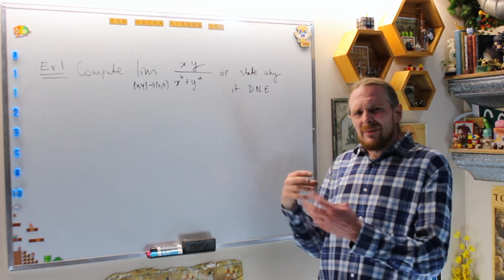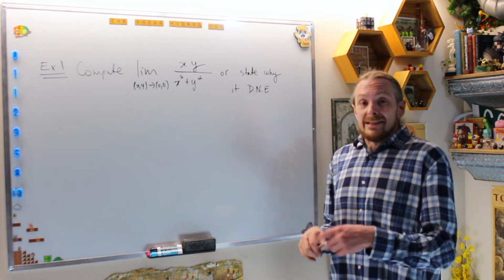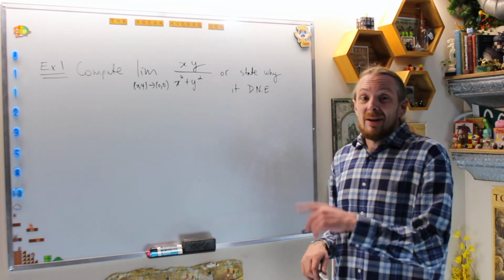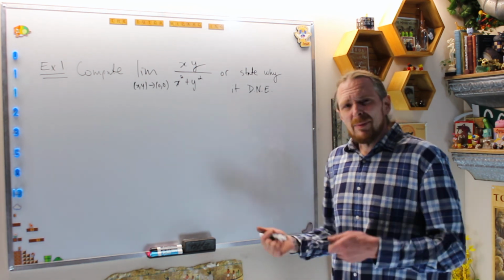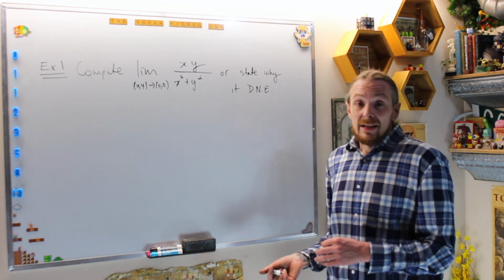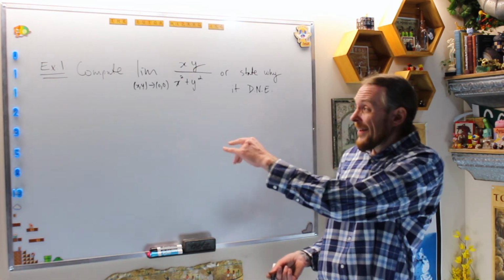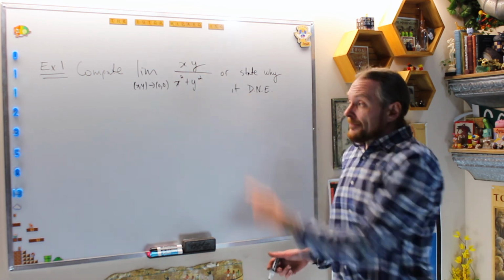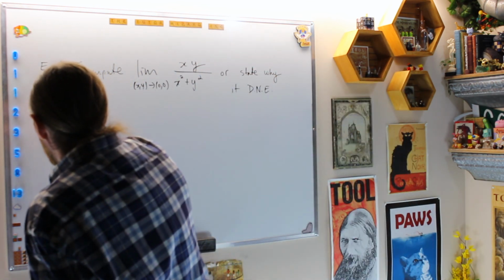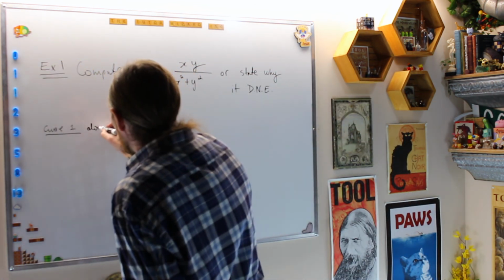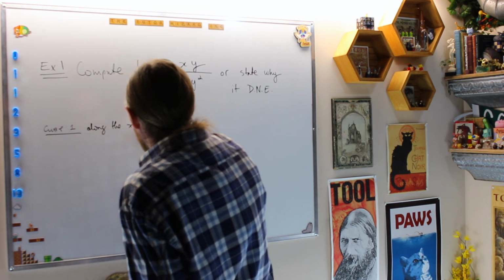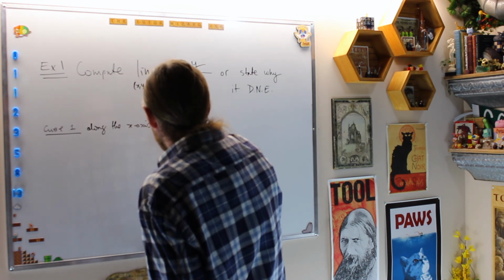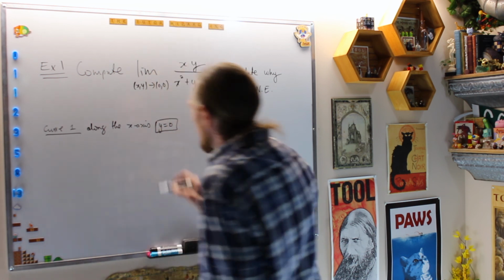So after computing a bunch of values, I suspect that this limit doesn't exist, and how am I going to show that it doesn't exist? I'm going to use the theorem we just stated, which says I'm going to try to find two paths that approach 0 and I get a different value in my limit. So curve 1 along the x-axis, say, which means y is 0.